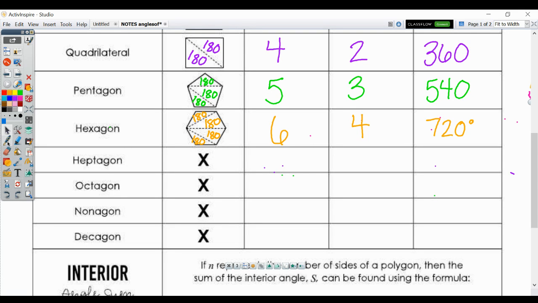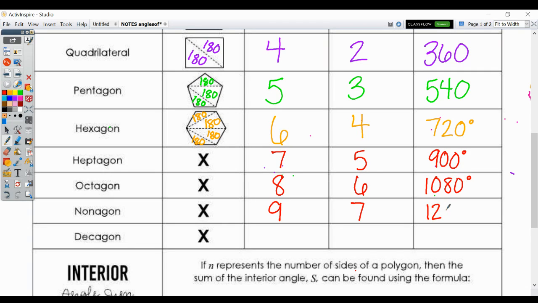Okay, so from here we can kind of just continue the pattern. A heptagon is going to have seven sides with five triangles, and that would be 900 degrees. An octagon is going to have eight sides with six triangles with 1080 degrees. A nonagon is going to have nine sides with seven triangles inside of that nonagon with 1260 degrees. And then a decagon is going to have 10 sides with eight triangles inside and 1440 degrees.